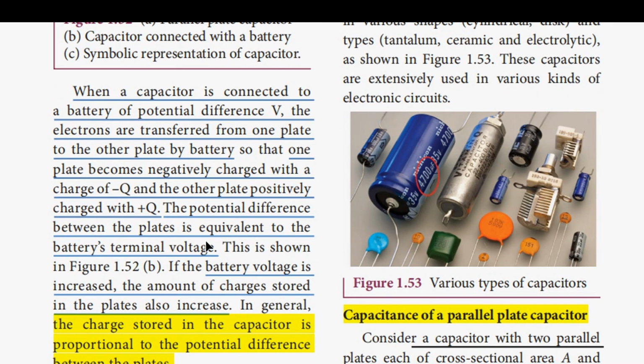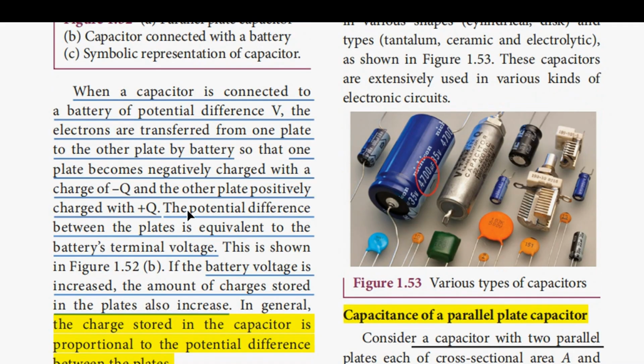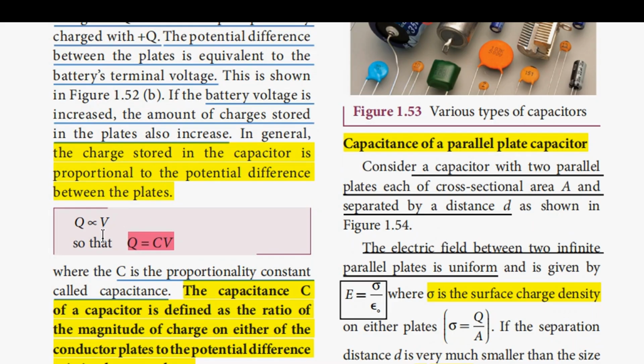And the potential difference between the plates is equal to the battery's terminal voltage, and that is shown in 1.520 like this. If the battery voltage is increased, the amount of charge stored in the plates also will increase. So in general, we can store charges in the capacitor, and that charge stored in the capacitor will be proportional to the potential difference between the plates. Therefore, we can write the expression as Q directly proportional to V. That means Q is equal to CV, introducing this constant C, which is called the proportionality constant, and this C is called as capacitance.